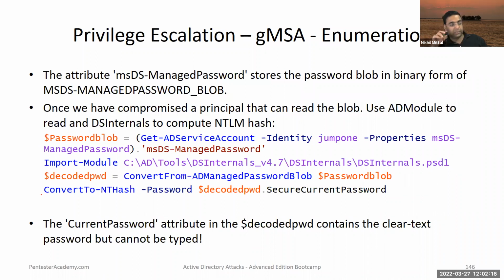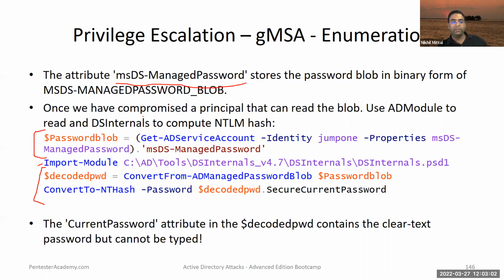Now, once we compromise a principal that can read that password blob, we can then go ahead and read the attribute that stores the password blob, msDS-ManagedPassword. However, that blob is in binary form, so we cannot retrieve the clear text password. So what we are going to do, using the AD module and the DSInternals tool, which is an open source, fantastic tool, is read the password blob using the AD module, and then using the DSInternals module, we will convert it into an NTLM hash.